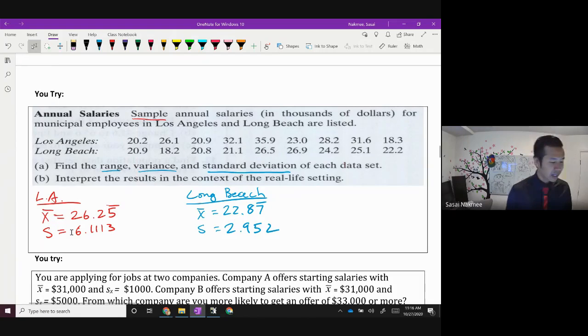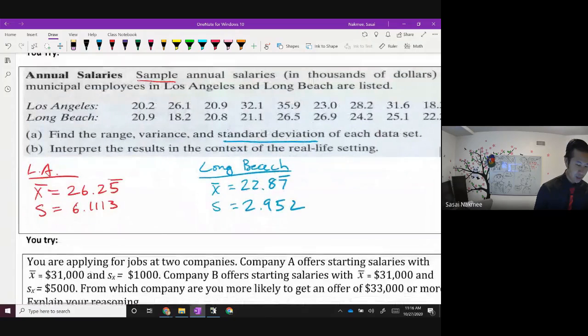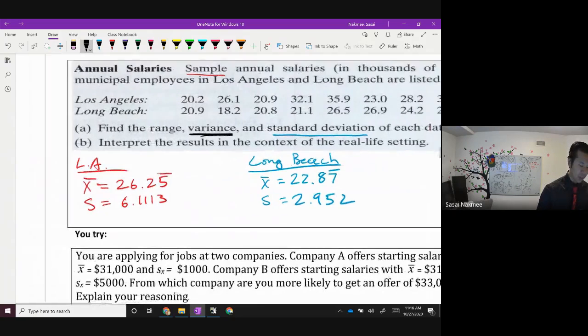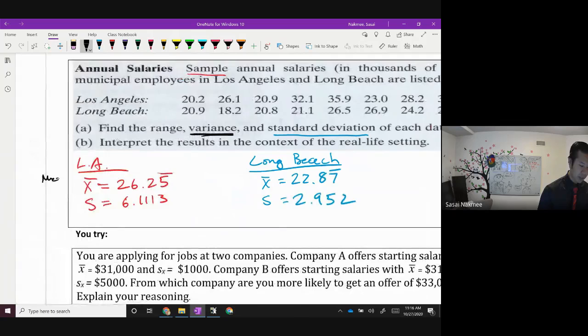What I want to show you right now is that once you get these values, you can actually calculate the variance fairly easily. Let me show you what I mean. So remember the symbols here. X bar represents your mean. S represents your standard deviation. The symbol for your variance is S with a little 2 on it. That's what variance means.